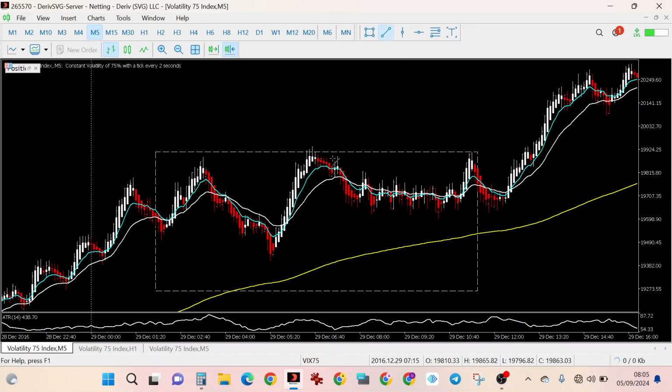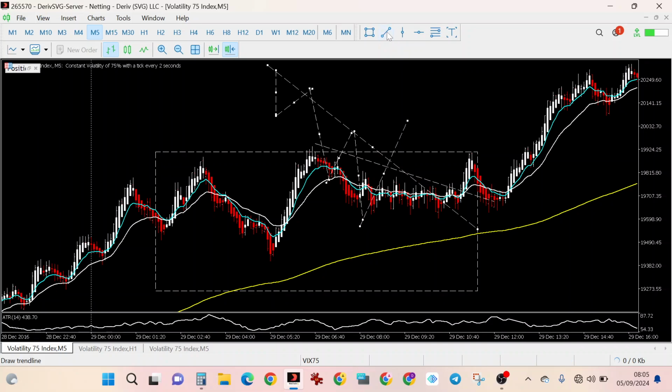Okay, in this case now we didn't have a clean pullback. We need a clean pullback, something of this nature. When the market pulls back neatly like it did in the previous example, and we need a breakout of that, and then we enter after the pullback. Okay, now that was what I was looking for, not this kind of range here.